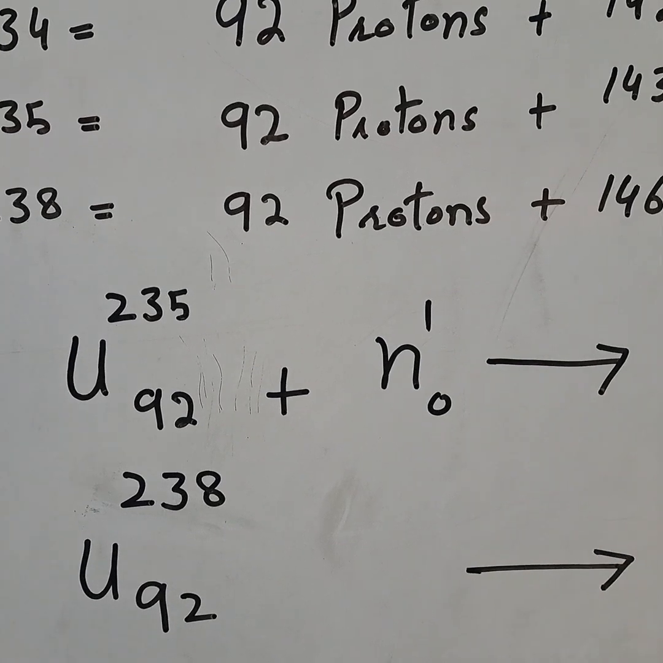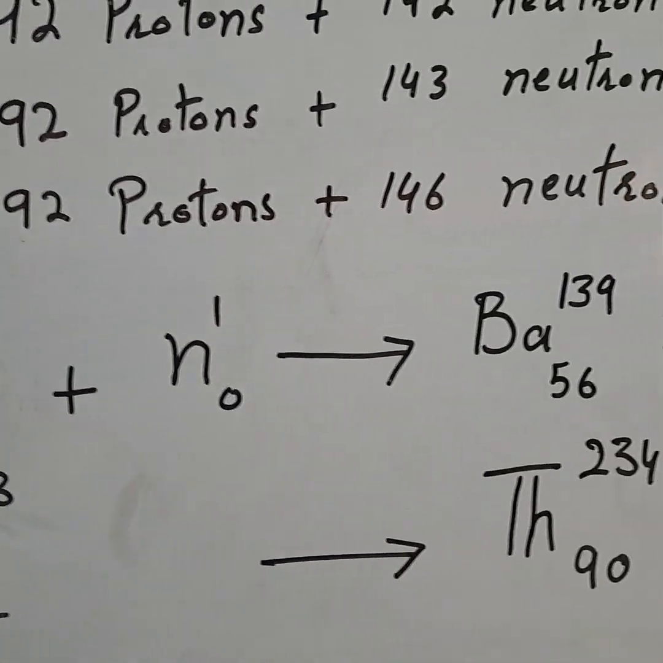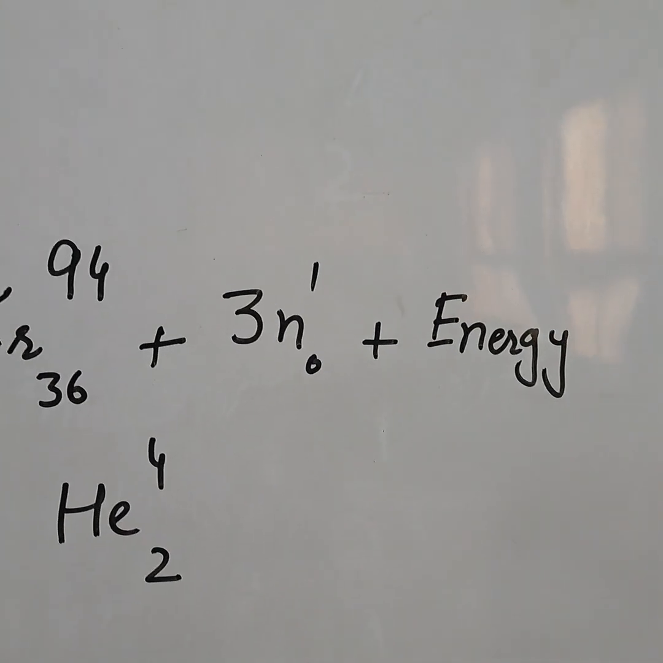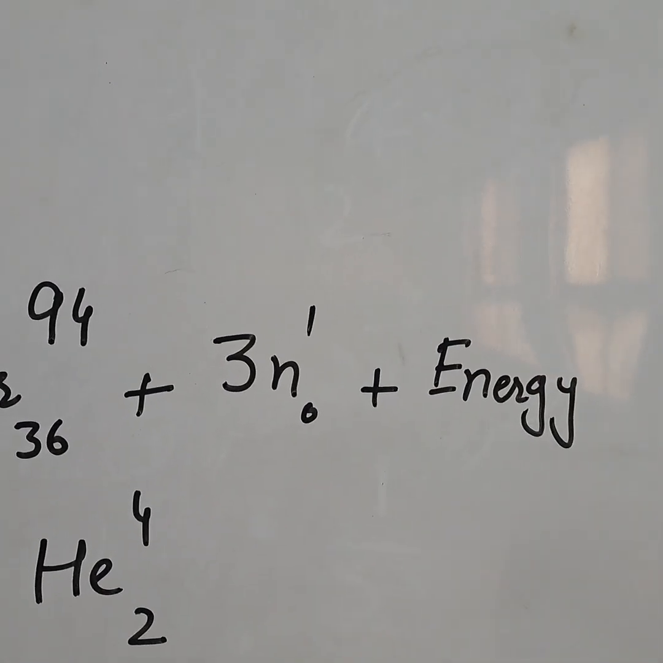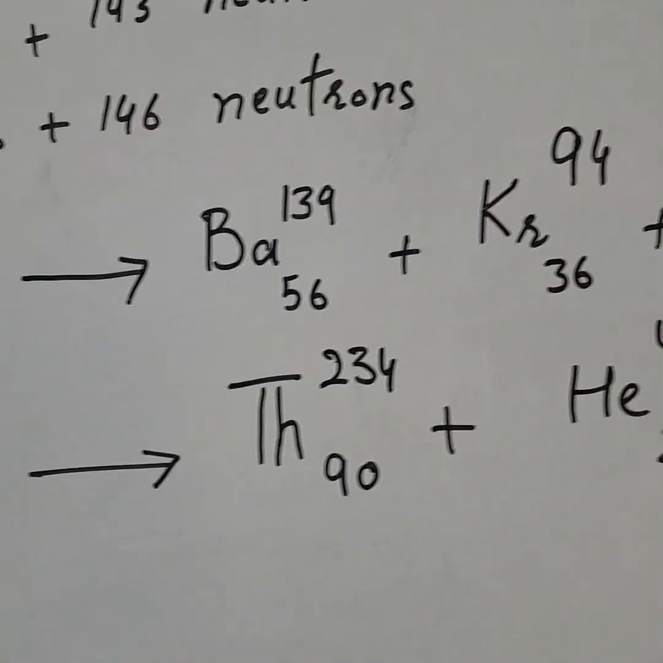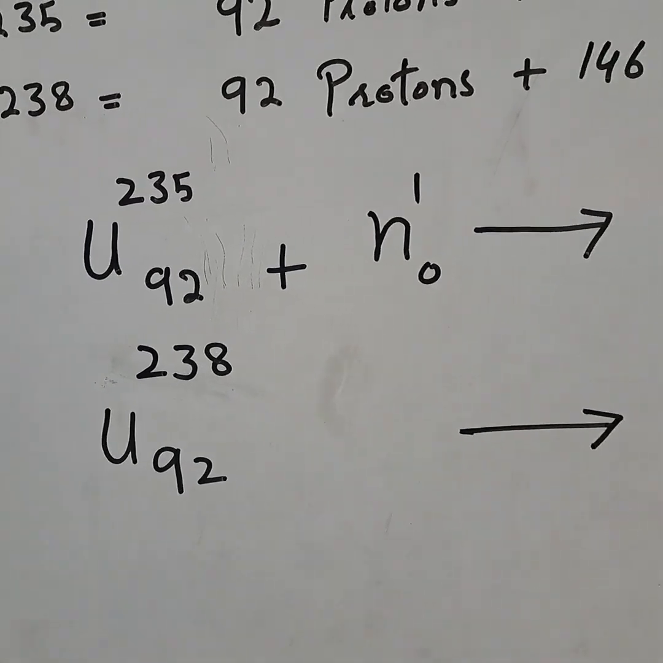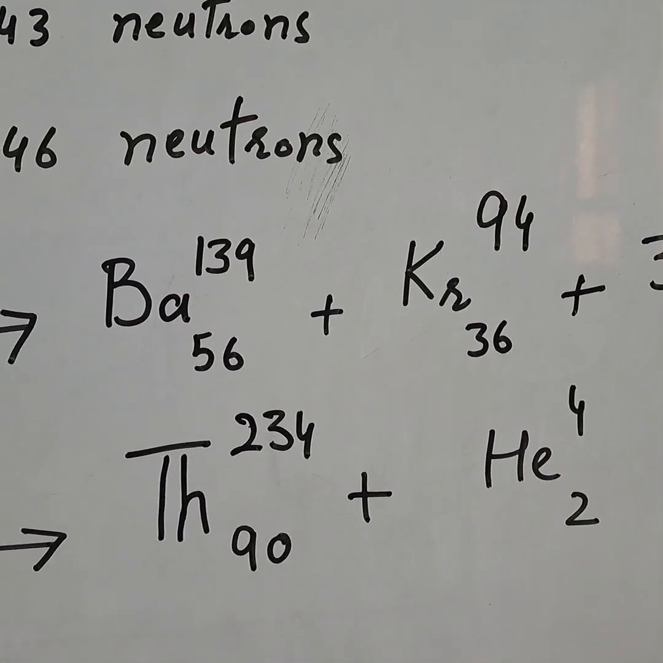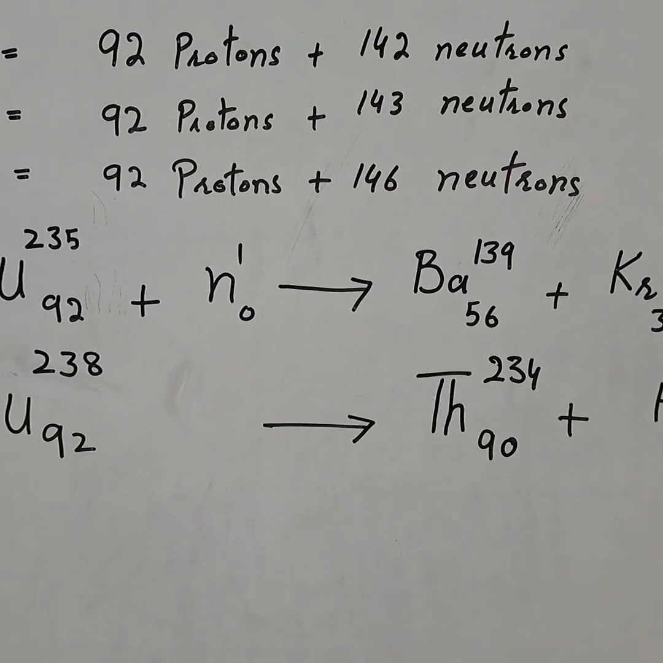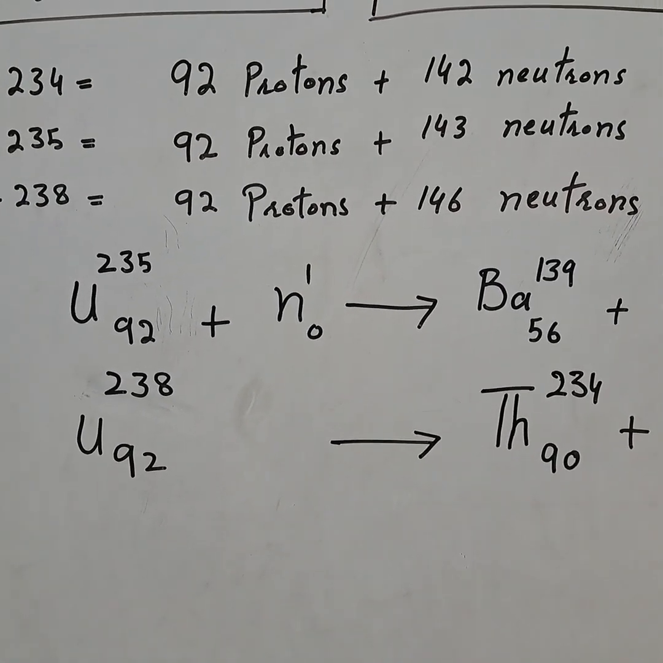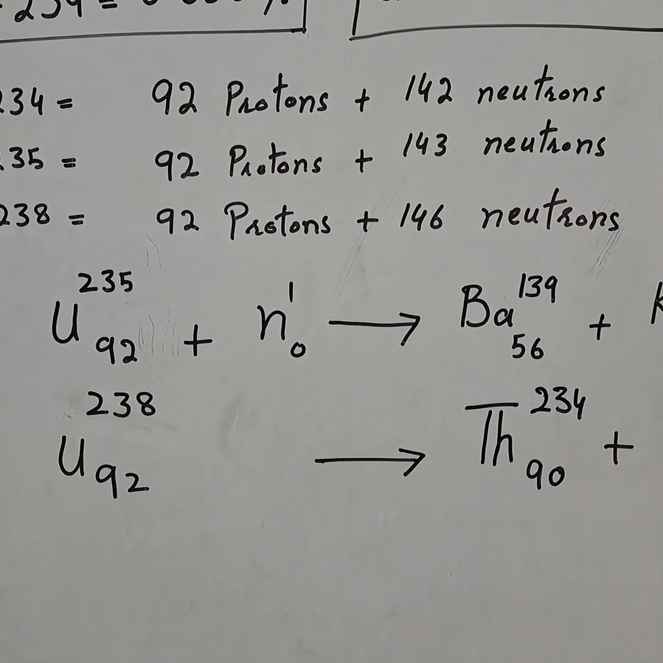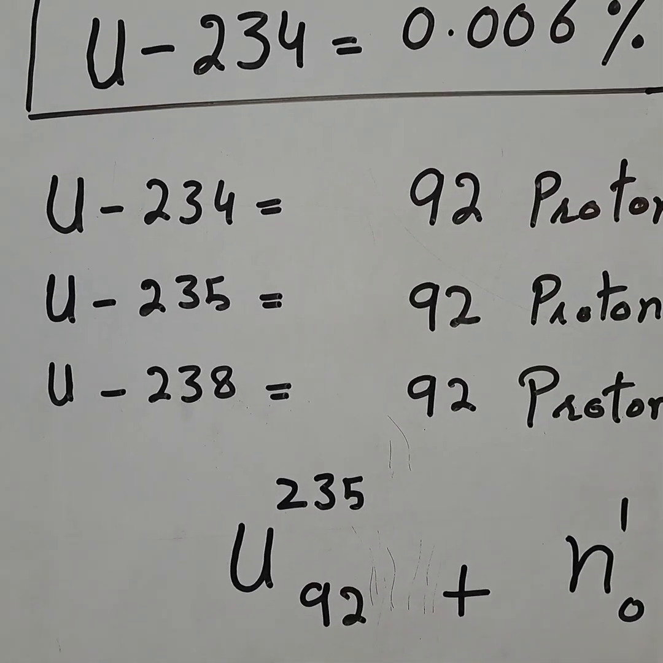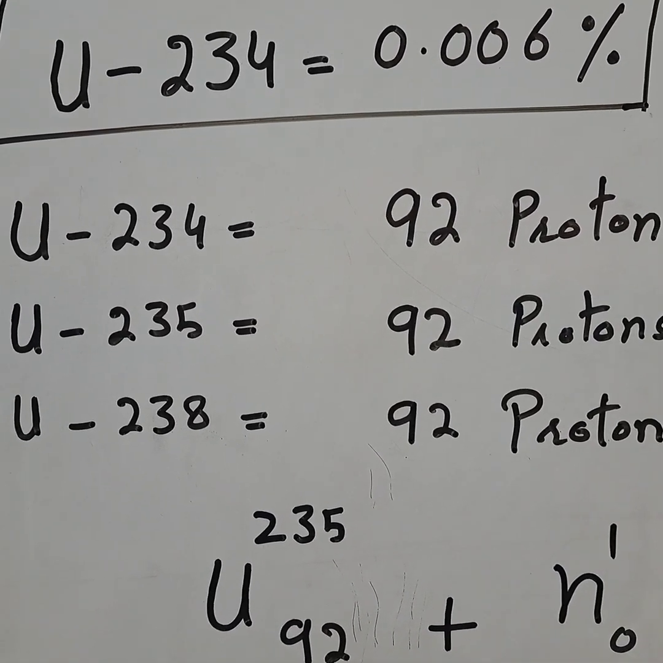Uranium 235 is broken into barium and krypton and produces a huge amount of energy which is used to generate electricity. Uranium 238 is decayed into thorium and alpha particles, and uranium 238 is used in radiometric dating, while uranium 234 is used in the production of nuclear weapons.